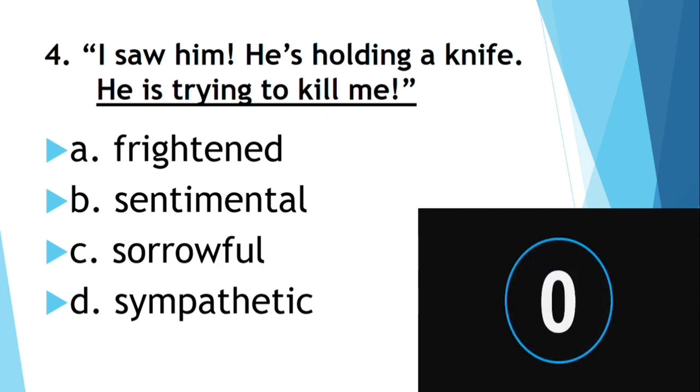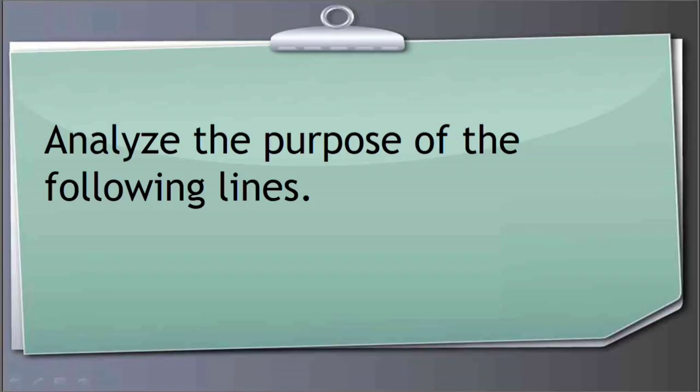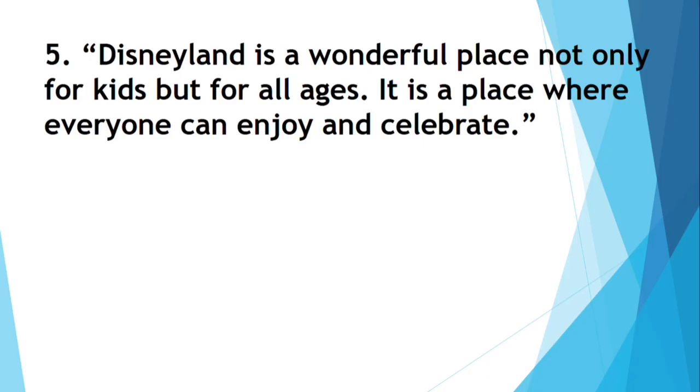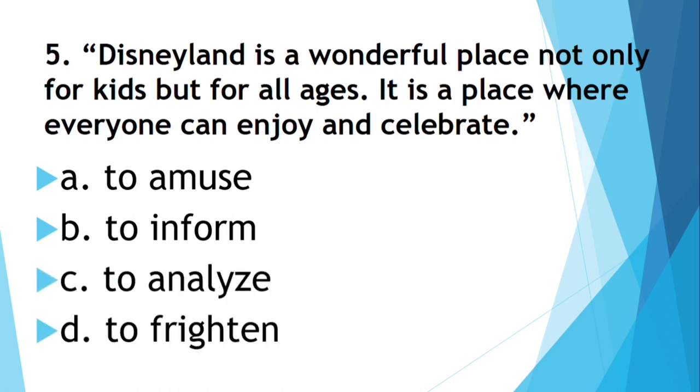Time's up! And the correct answer is... Letter A, frightened. Did you get the correct answer? Excellent! For our last activity, you need to analyze the purpose of the following lines. Number 5. Disneyland is a wonderful place not only for kids but for all ages. It is a place where everyone can enjoy and celebrate. Letter A, to amuse. B, to inform. C, to analyze. Or letter D, to frighten.